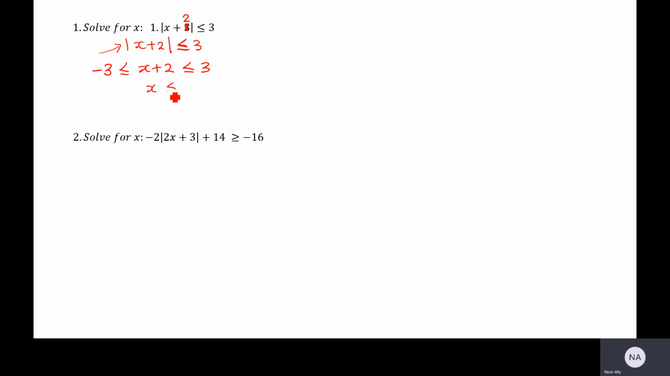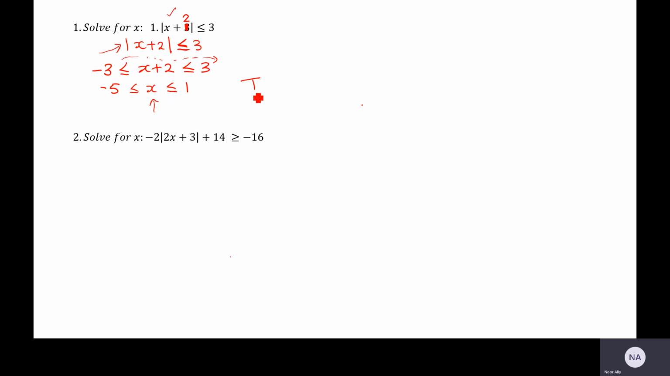I transpose on both sides. Take the 2 over there. 3 minus 2, that gives you 1. Take the 2 over there. x is greater than or equal to minus 5. And there's your solution. And you can take those values and check. Any values between. Let's take a value, for instance, 0. If you put 0 over here, 0 plus 2 gives you 2. The absolute value of 2 is less than or equal to 3.